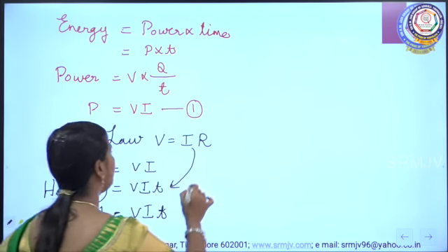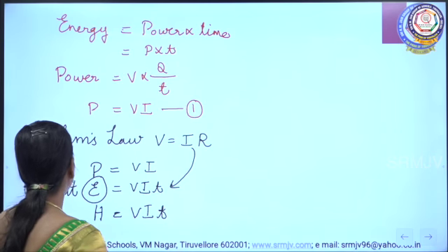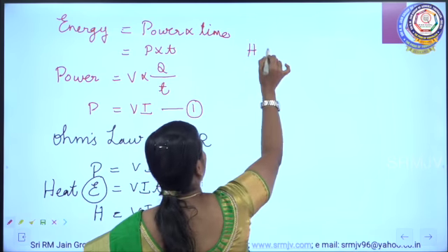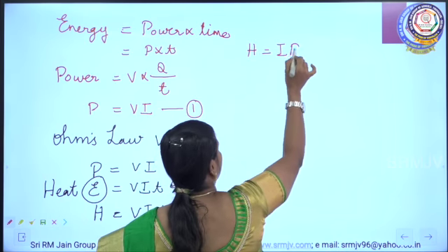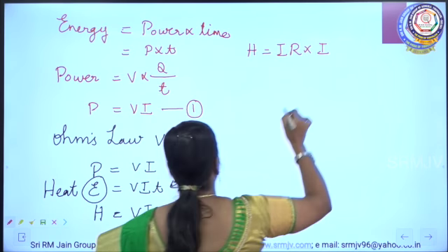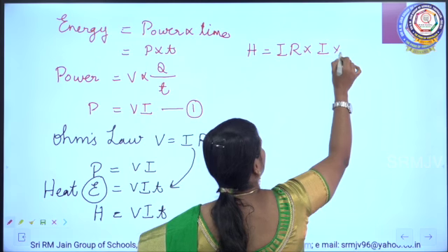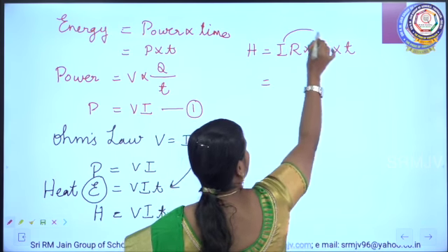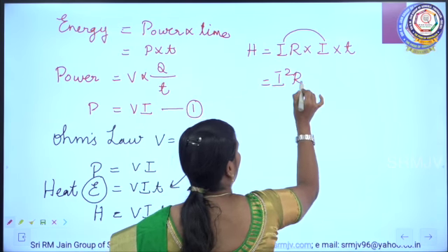Now, let us substitute that value in this form. So, this H will become IR in the place of V, into I, into T. So, I and I will be doubled. So, H is equal to I squared R T.